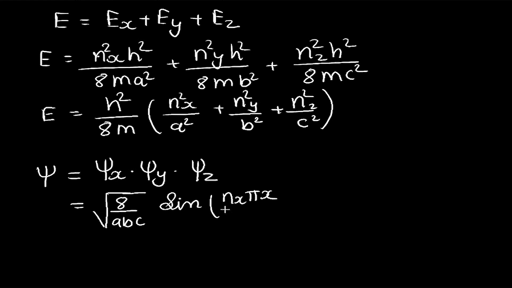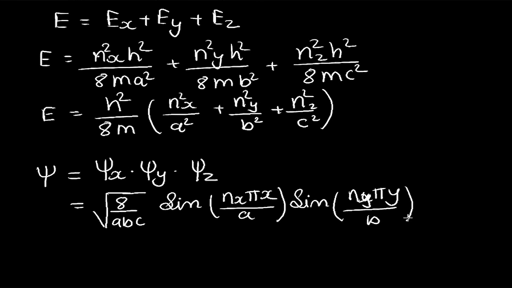nx pi x by a into sine ny pi y by b and sine nz pi z by c. Okay, so this is the wave function which corresponds to the particle which is performing motion in the three-dimensional box.